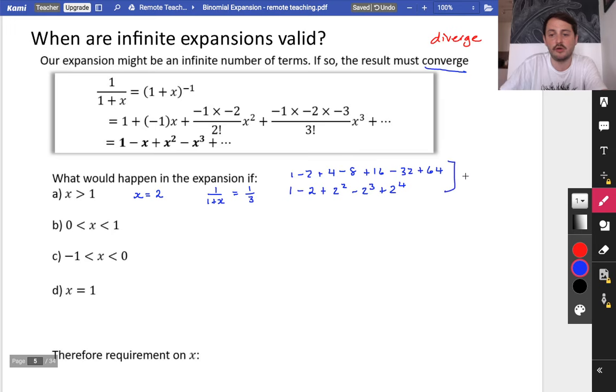So this does not converge, it diverges. And it certainly doesn't look like it's going to be anything close to 1/3, okay? So let's try something different. Let's try now if x is a small number between 0 and 1.